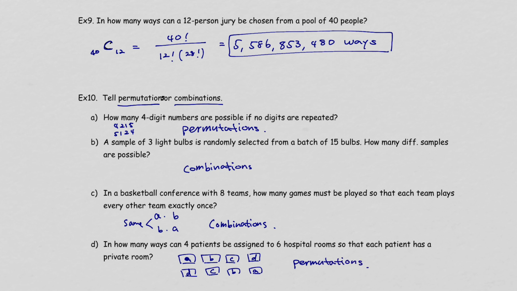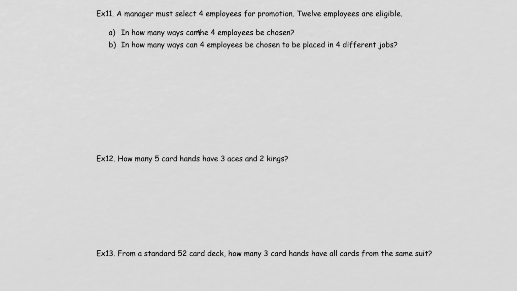So once we pick whether it's a permutation or combination, we're going to use different formulas to find the probabilities. Let's look at a few more examples.